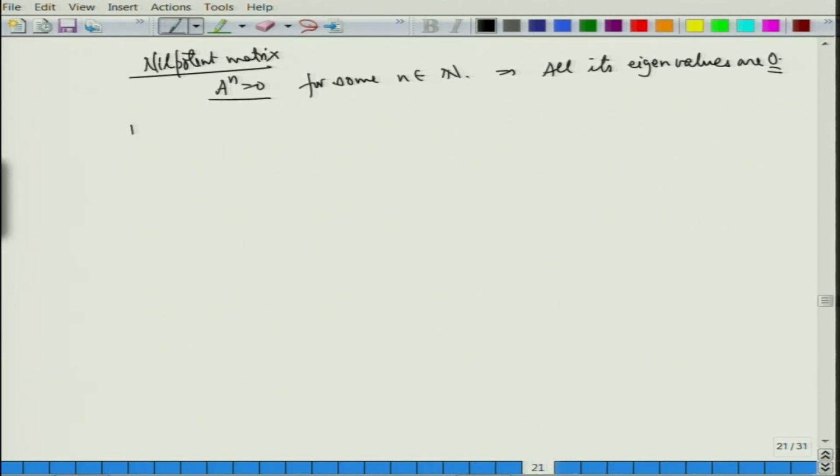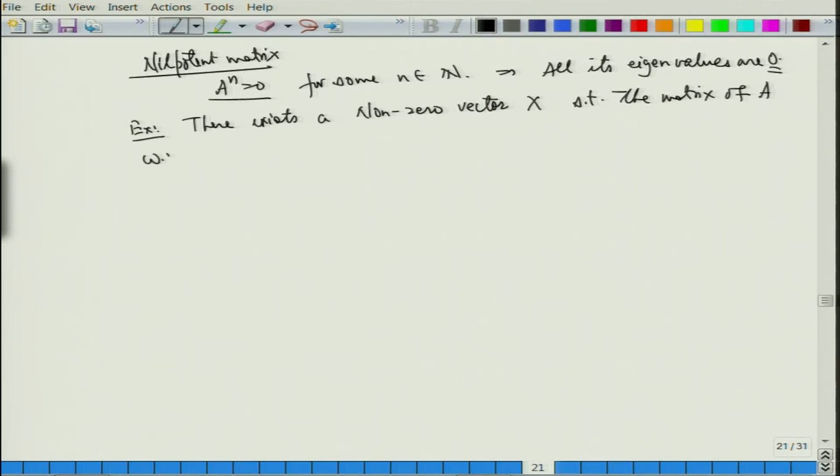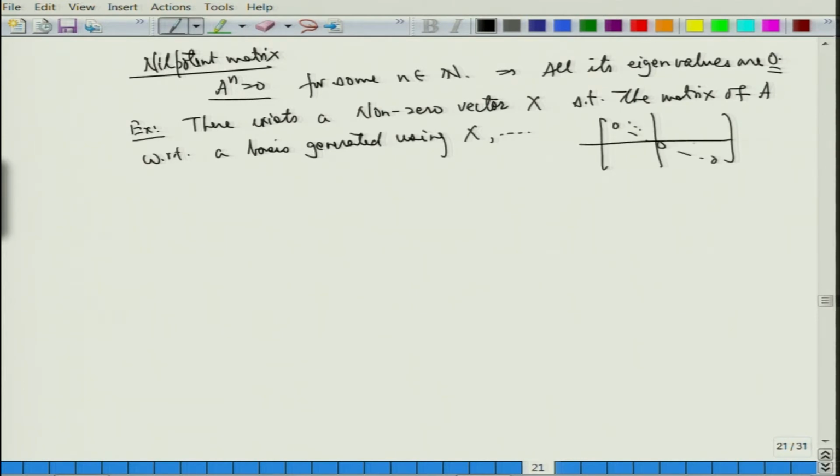Fine. So I would like you to show as an exercise that there exists a non-zero vector x such that the matrix of A with respect to a basis generated using x and things like that, there is a question mark that I need to put because I have not made my statement completely correct, looks like zeros on the diagonal, and off the diagonal there will be some ones here, somewhere ones here, and so on.